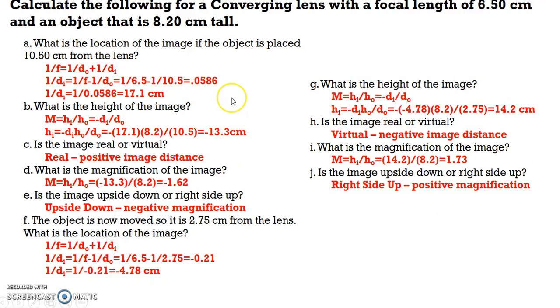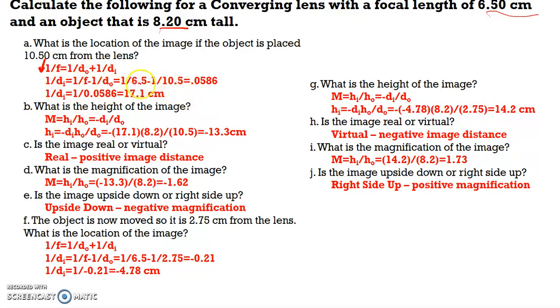All right, lots more. Letter A, the practice problem says calculate the following for a converging lens with a focal length of 6.50 centimeters and an object that is 8.20 centimeters tall. What is the location of the image if the object is placed 10.50 centimeters from the lens? We use that formula. This one was the one that was cut off earlier in the presentation.